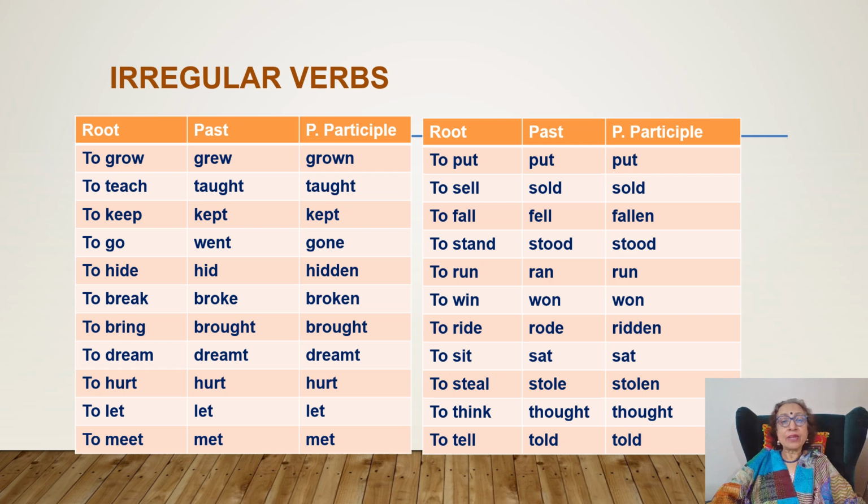The reason they are irregular is because the past tense and the past participle do not follow the regular pattern of ending in ed. Both have to end in ed, then only it can be called a regular verb. So now you can make two separate lists of all the verbs you know and classify them whether they are regular or irregular.